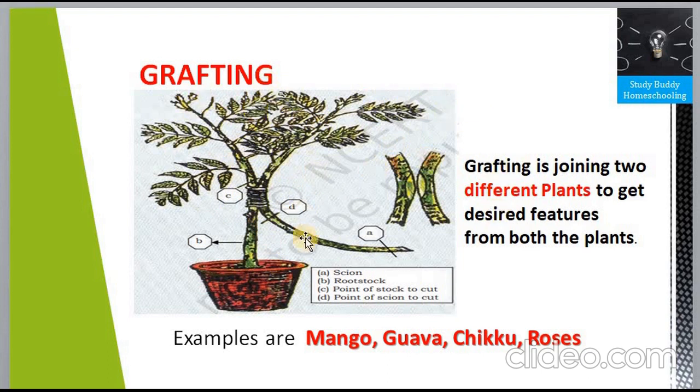So this grafting works well in all the fruiting trees. Most of the fruiting trees like mango, guava, chiku, lemon, grafting works well. It works well in roses also, so that you can get the desired characteristic features from both the plants. And grafting, it's a skill. Actually, not many people can do it very easily. It's a skill which only few people can do it very accurately.